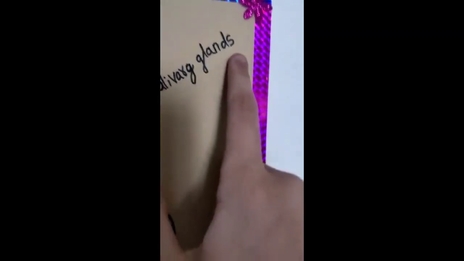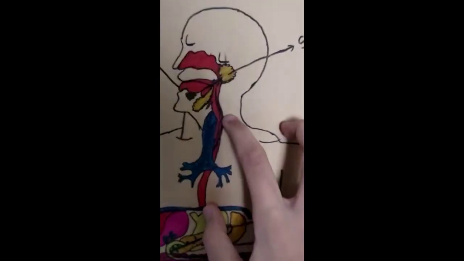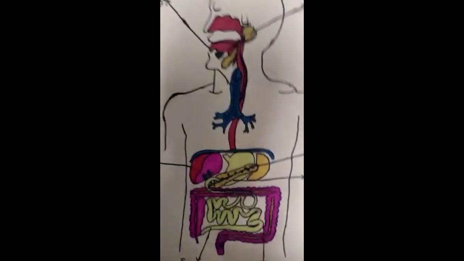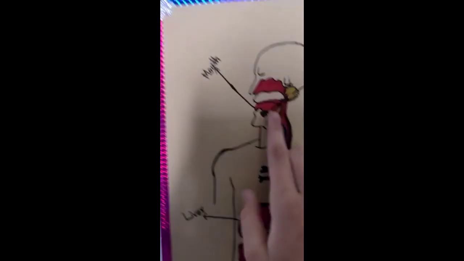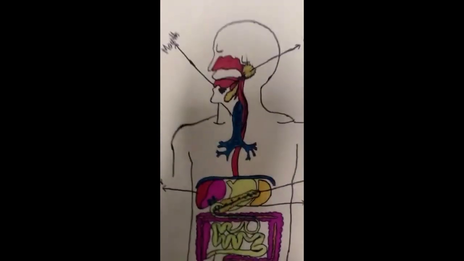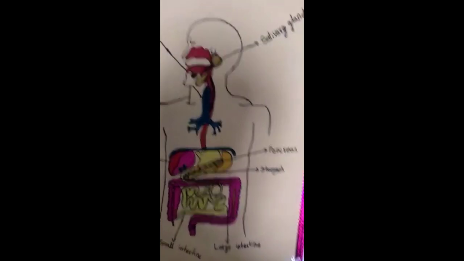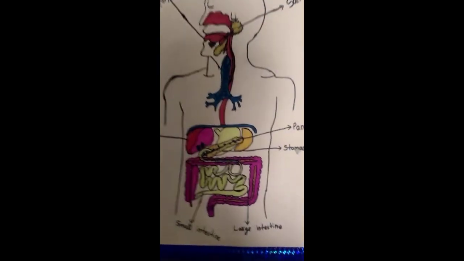Now I am talking about this. It's called the salivary glands. Saliva is produced in the salivary glands in the mouth cavity, located in the front of the ears and below the tongue. It is carried to the mouth and mixed with food during the process of chewing.